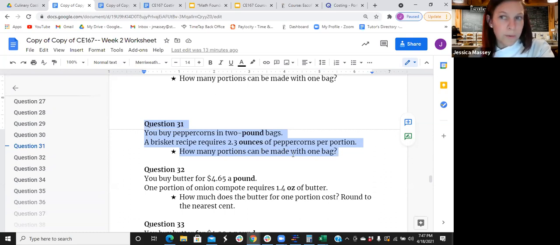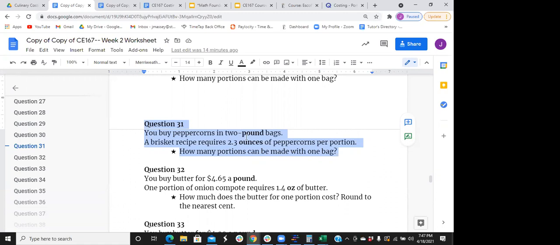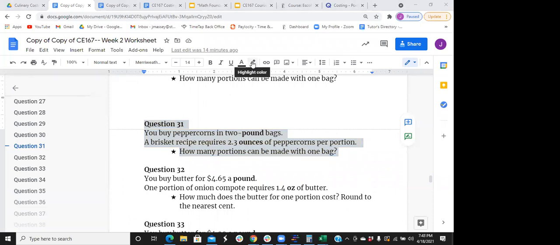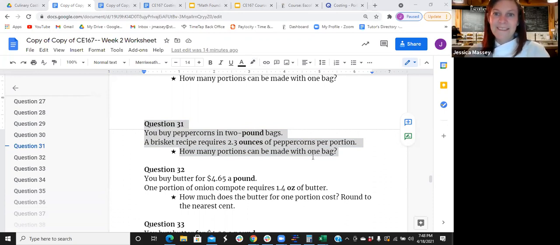Close. So your first step with these is you always, regardless of what you're doing in this class, have to be in the same unit before you can start doing the equation. So you turn that 2 pounds into 32 ounces? Yeah, that's exactly it. Nice job. Then divide the 32 by the 2.3 ounces. That's exactly it. That's what I said. Is that what you said, Stanford?